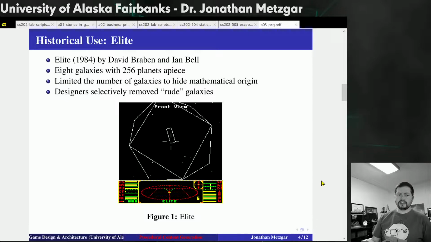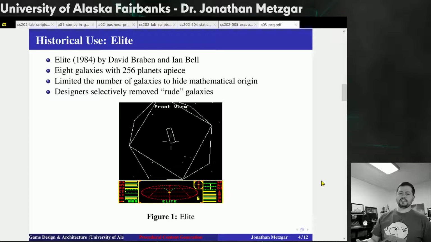Historically, one of the first games to use it is a game called Elite in 1984. It's not the first game. We're going to talk about Rogue in a second. But this is a game by David Braben and Ian Bell, and it was created for the Acorn computer. Essentially what they had is 8 different galaxies, and each of those galaxies had 256 planets. Now, we're talking 1984. The amount of computer memory available for most gamers was not a significant amount.